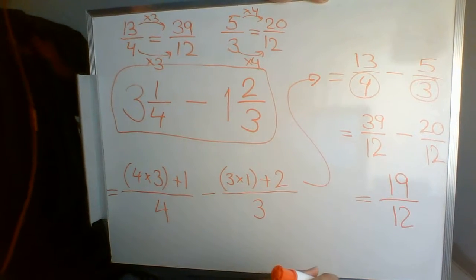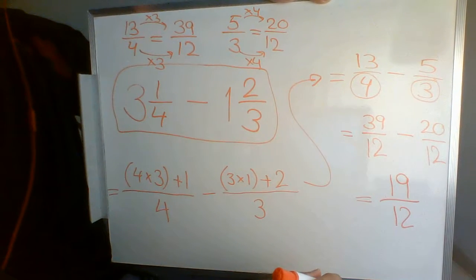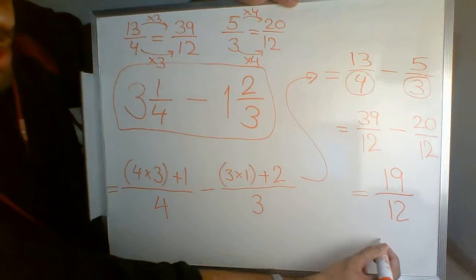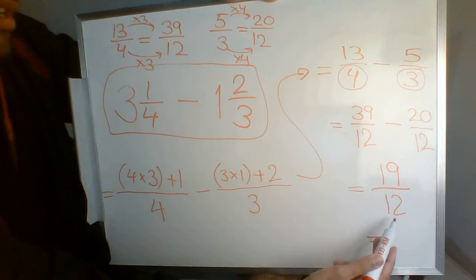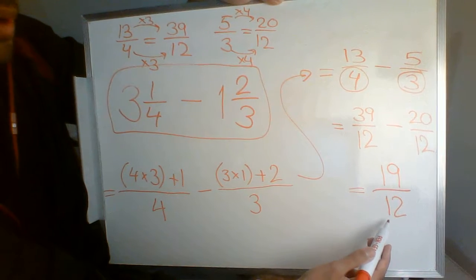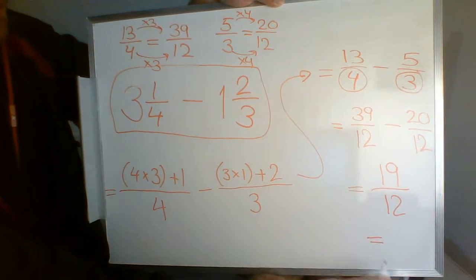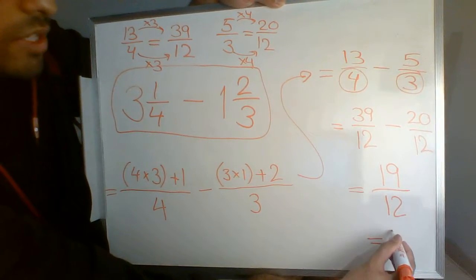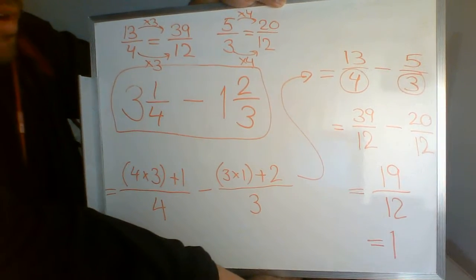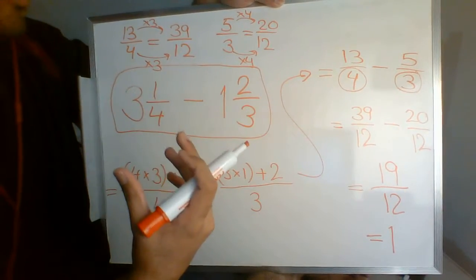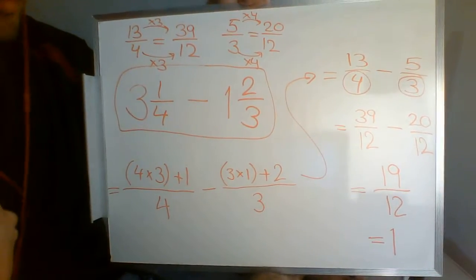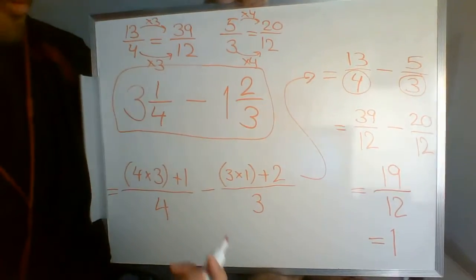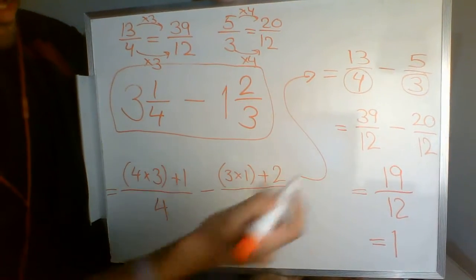Now your very last step here would be to convert this back into a mixed number, which basically you look at 19 over 12 and you ask yourself, all right, how many groups of 12 can I fit into 19? You can fit one group of 12 into 19, so our whole number is going to be 1. And then if you take out 12 from those 19 to make a whole, what are you left with? That's how you'll get the fraction.